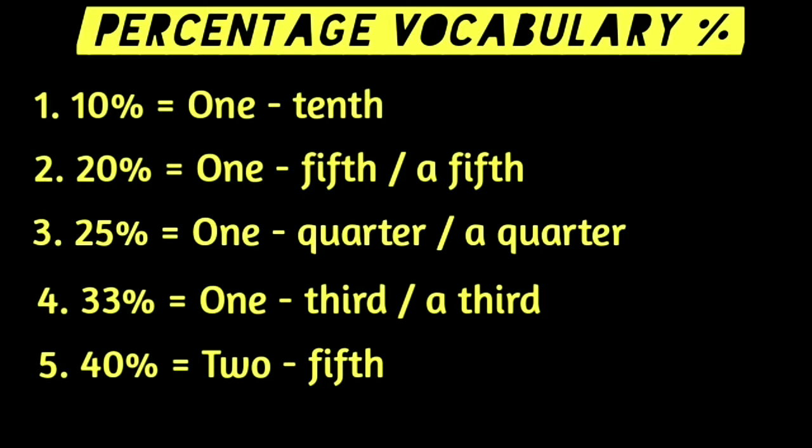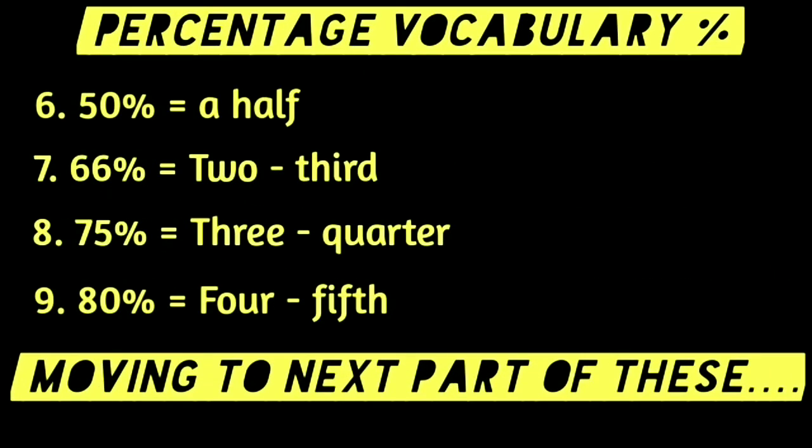And 40% is replaced by 2/5. And the next common one is 50%. It can be written as a half. And the next, 60%, is 3/5. And the eighth one is 75%. It is replaced by 3/4. And the last, 80%, could be written as 4/5.